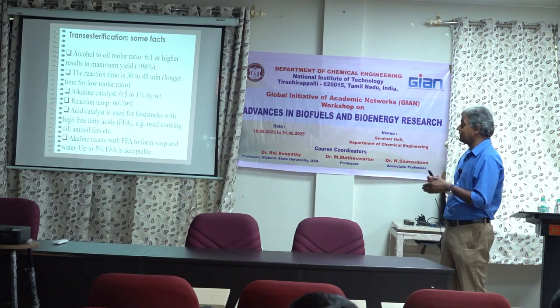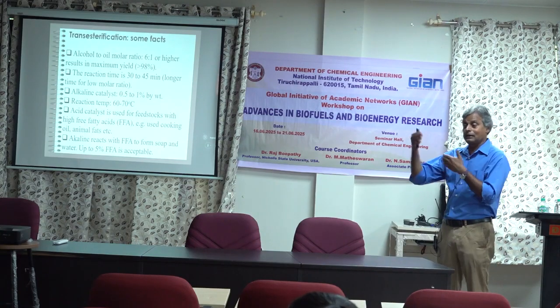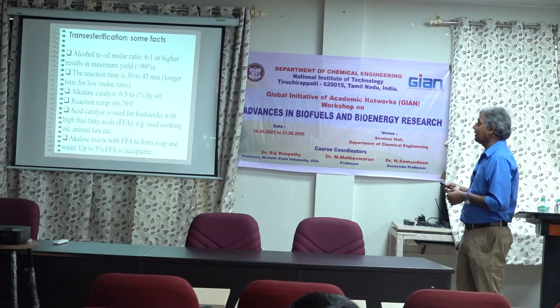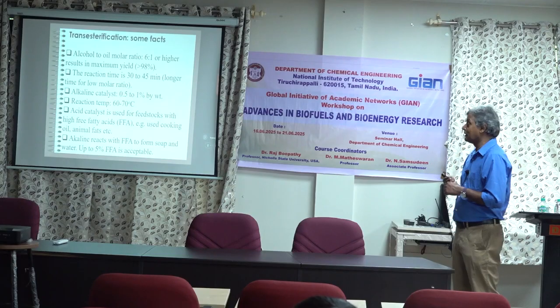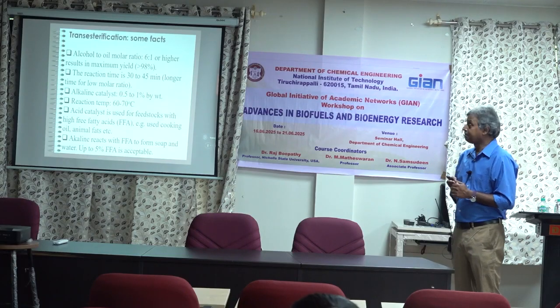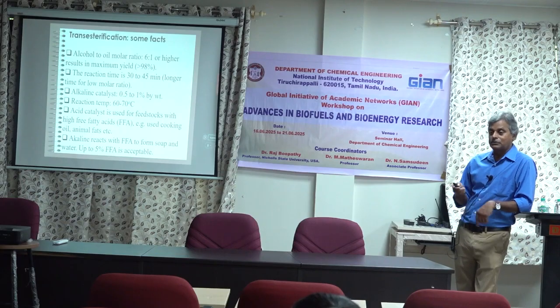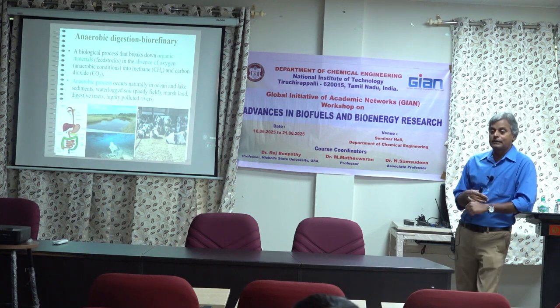Acid catalyst is used for feedstock with high free fatty acids, for example cooking oil and animal fat, where you need a slightly different ratio. Alkaline reacts with your fatty acid, so you can make soap and other material from that. Okay, so that's some of the facts about how much you need in your ratio in your feedstock, what is coming in. Okay. So let's switch to the last one, the anaerobic digestion biorefinery concept.